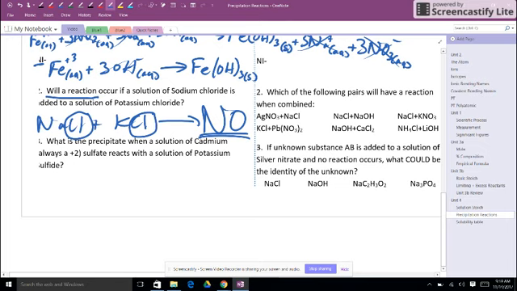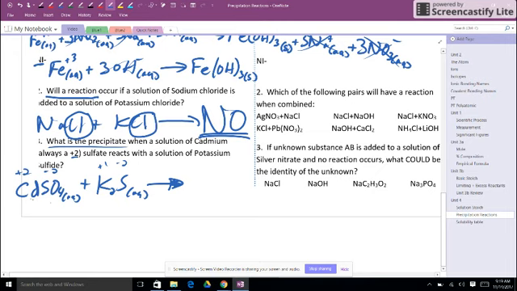Okay, this next question, what is the precipitate when a solution of cadmium, it tells us the charge here, +2 sulfate, so that would be CdSO4, +2 -2, so that's it. Reacts with a solution of potassium sulfide, K2S, +1 -2. I'm not worried about balancing charges here because this isn't asking me for any complete net ionic. It's just saying what's the precipitate.